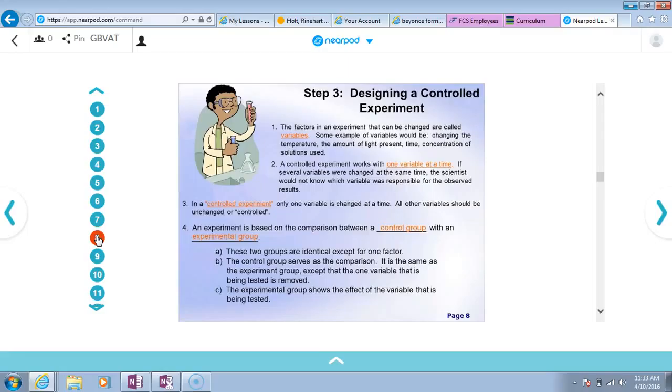An experiment is based on the comparison between a control group and an experimental group. These two groups are identical except for one factor. The control group serves as the comparison. It is the same as the experimental group, except that the one variable being tested is removed. The experimental group shows the effect of the variable that is being tested. Yes, of course it does, because it's the group that you're doing an experiment on, which makes sense as well.